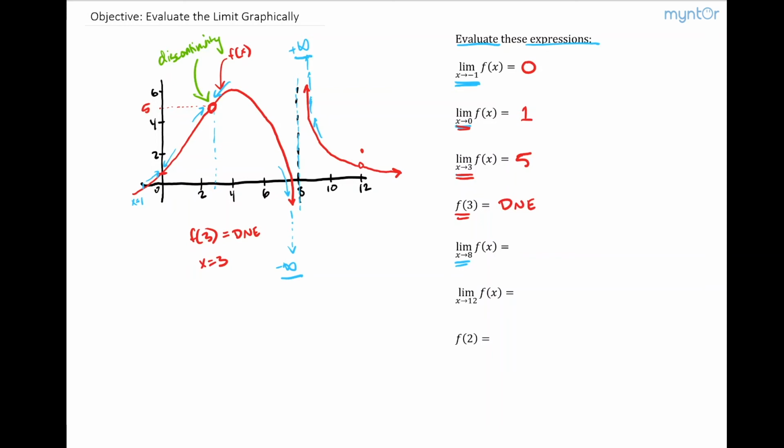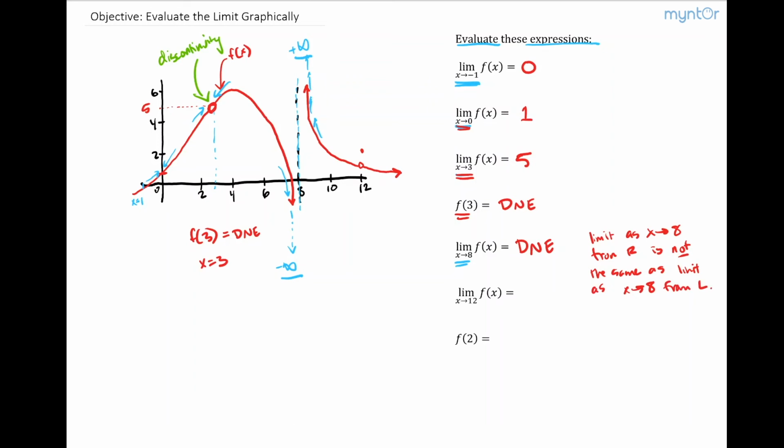Therefore, we are going to say that the limit as x approaches 8 also does not exist, because the limit as you approach from the right and the left are not the same. I'll say the limit as x approaches 8 from the right is not the same as the limit as x approaches 8 from the left. Let's look at the next one.